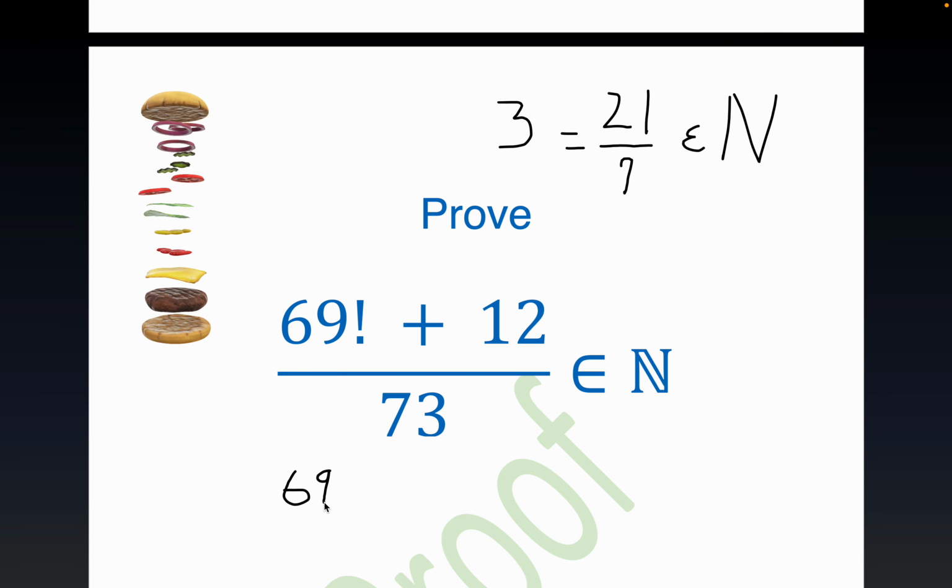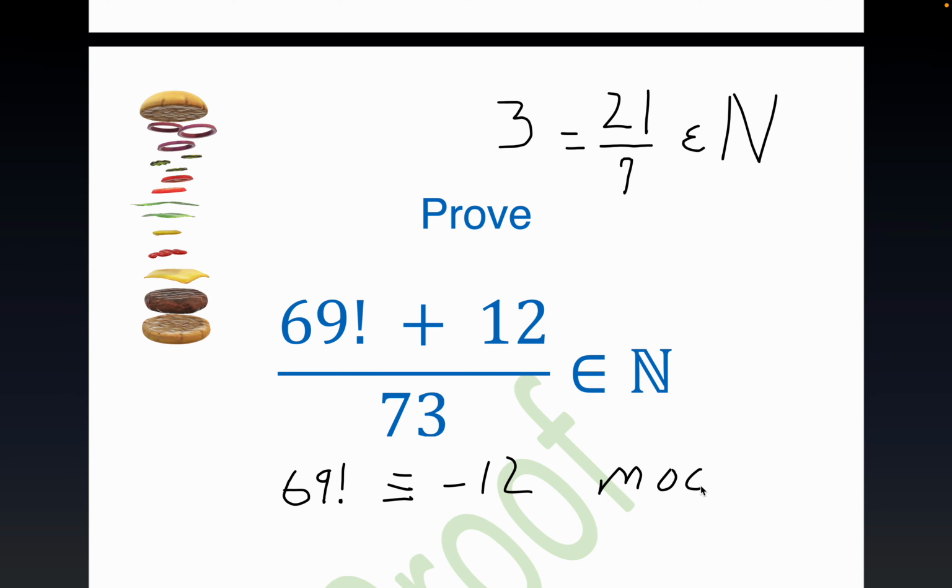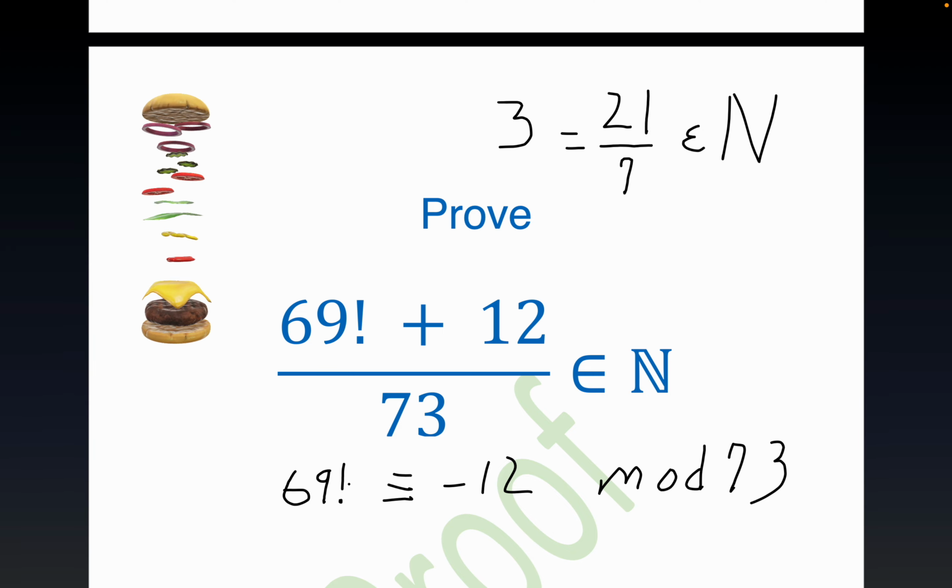69 factorial, again, a number so big you can't even say it. This statement right here is the same thing as saying 69 factorial is congruent to negative 12 mod 73. What this says is that you take the difference of these two numbers and it will be a multiple of 73. We will show that.